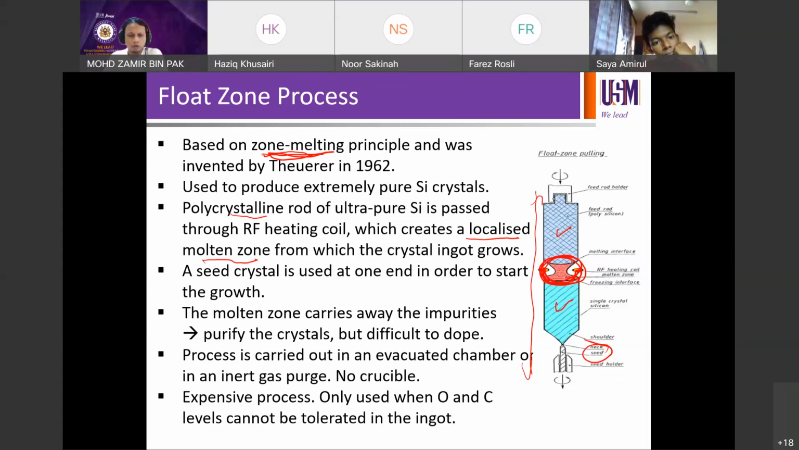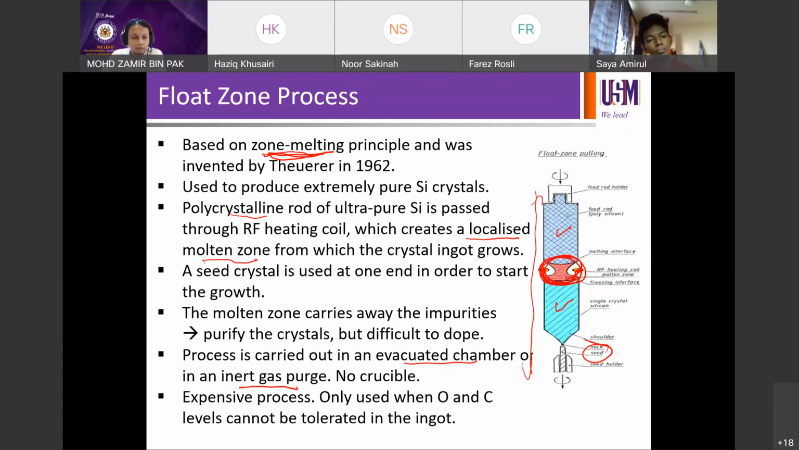Okay. So the process is carried out in an evacuated chamber, so it has to be in vacuum condition or in an inert gas purge. Okay. So you have to control in inert condition or in a vacuum condition in order to retain the purity level. For example, if you run your process in oxygen ambient, then you are going to incorporate oxygen into the crystal at the same time, right? So there's no crucible involved, just the RF heating coil and the ingot.